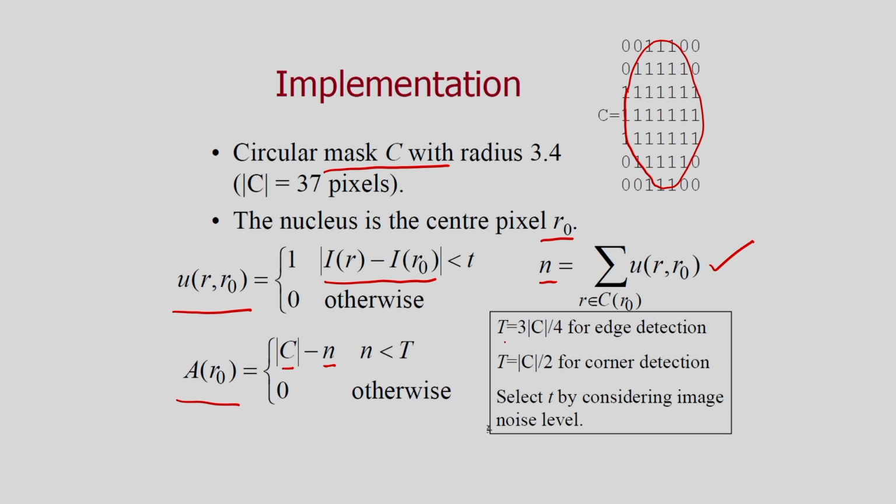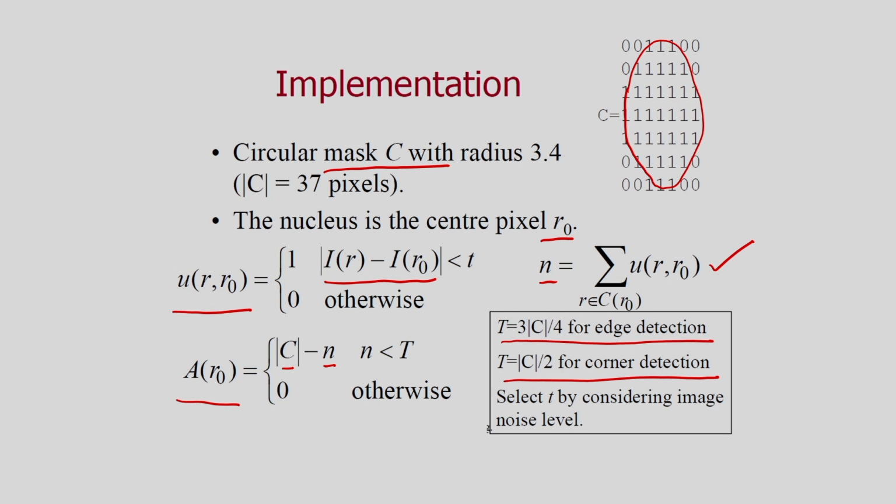You can see that for edge detection I can consider this threshold, and for corner detection I can consider the threshold C divided by 2. So in a flat region, the USAN has an area similar to the template, which I have already explained. At edges, the USAN area is about half of the template area. That is the concept of USAN. And at the corners, the USAN area is smaller than half the template area.